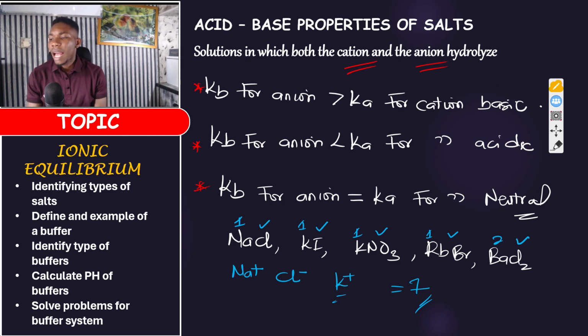Now, how about if the cation is from a strong base and the anion is from a weak base? It's more like what you have here. Ka for the cation, Kb for anion is less than Ka for cation. It means that the cation is a strong acid while the anion is a strong base. Examples of such compounds, you have ammonium chloride and ammonium nitrate.